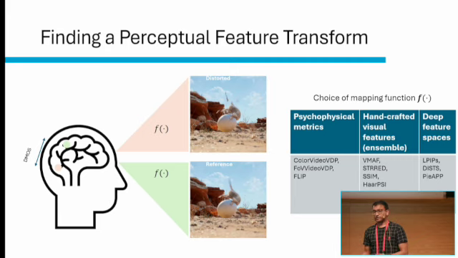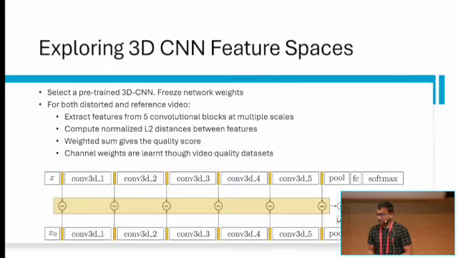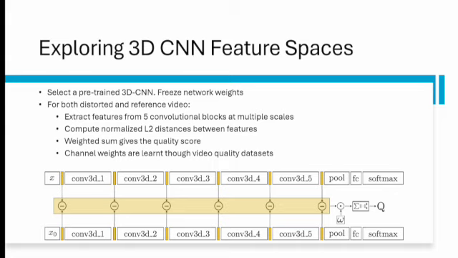Since they work so well on image quality data sets, it was a natural question we asked: if 2D CNNs capture spatial artifacts, 3D CNNs should capture spatiotemporal artifacts. And surprisingly, this area was very underexplored for videos. So we decided to go in this direction of using deep feature spaces of 3D CNNs. So let's see how we can define a quality metric using a pre-trained 3D CNN, and then we can explore different network architecture designs and training methods and such.